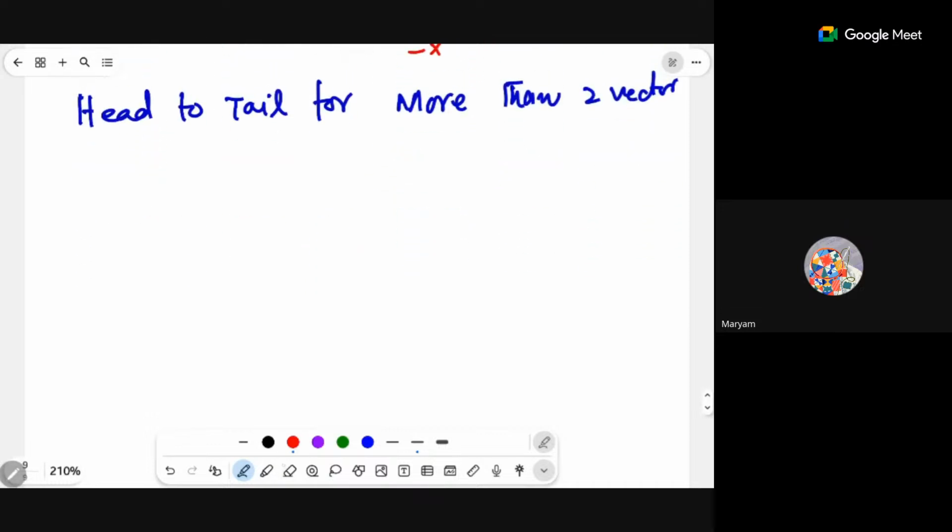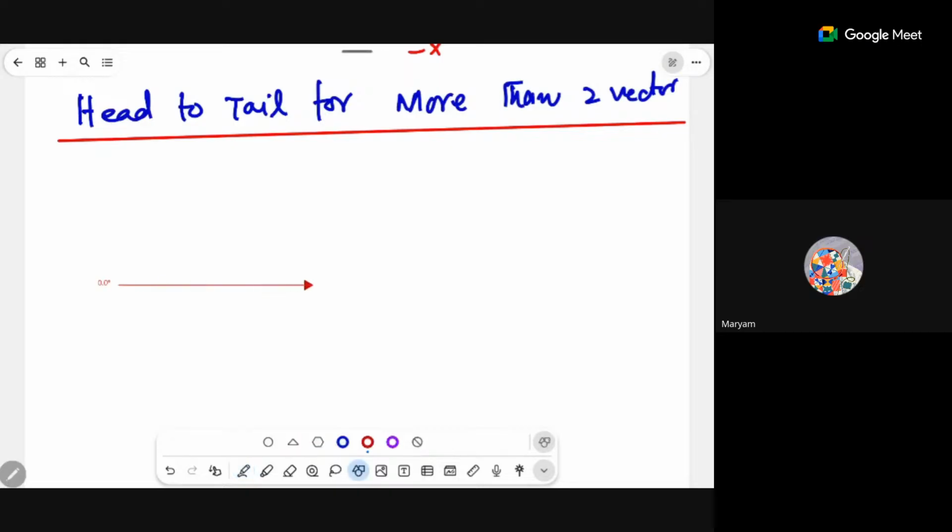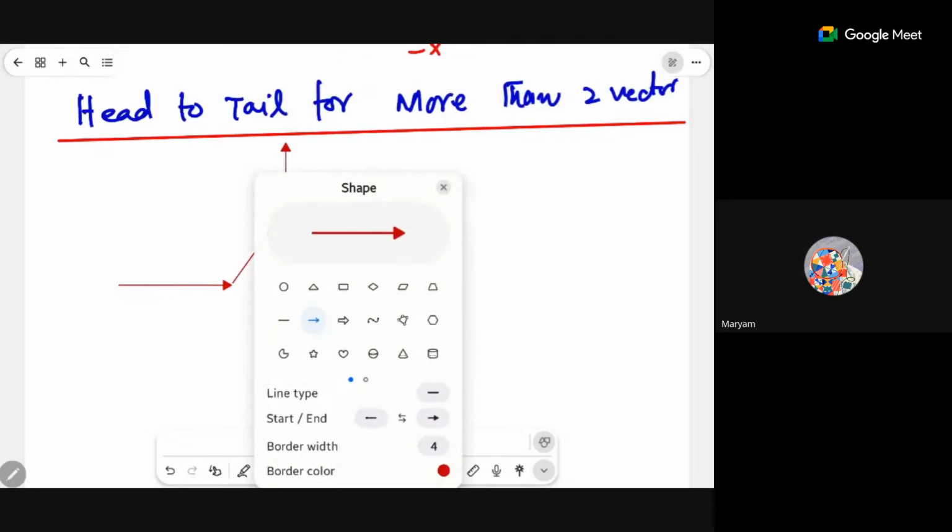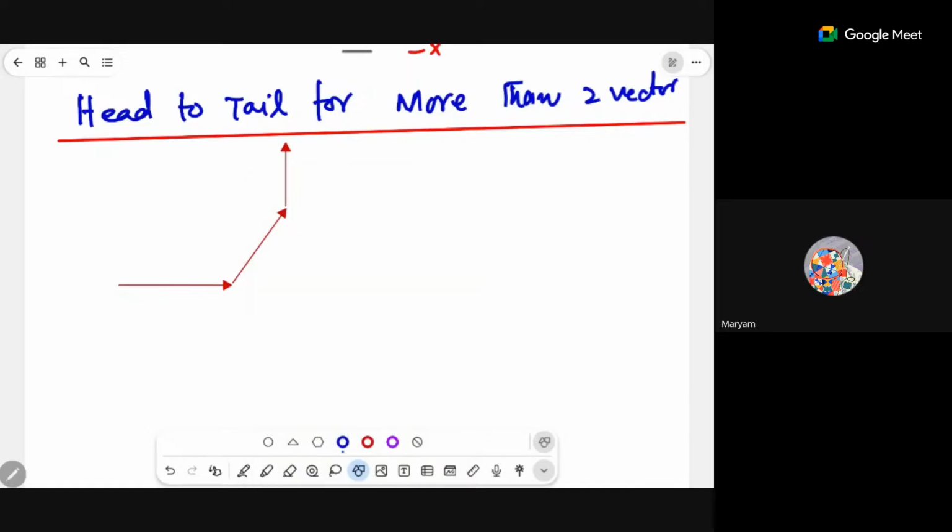So in the case of more than two vectors, head to tail of more than two vectors, there are some questions which are asked to you. For example, I have three vectors. Vector one is, let's say, in this direction. Vector two is in this direction, and vector three is, let's say, in this direction. So what would be the resultant in this case? Are you getting the point or not? So resultant will be like this. So you can say that this is the resultant, isn't it? This dotted line is the resultant.